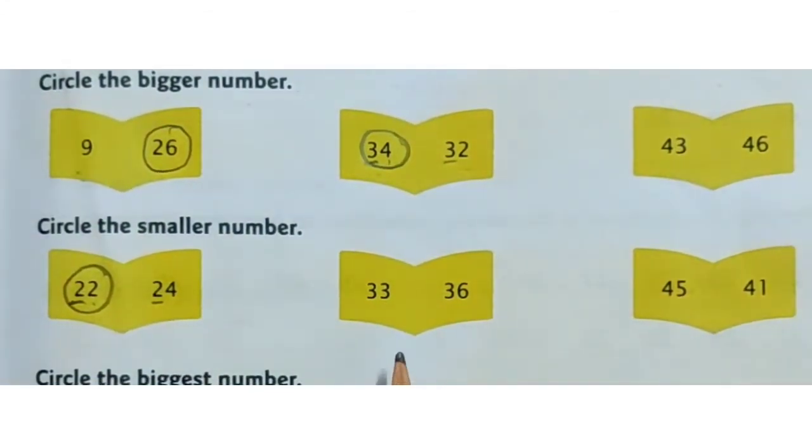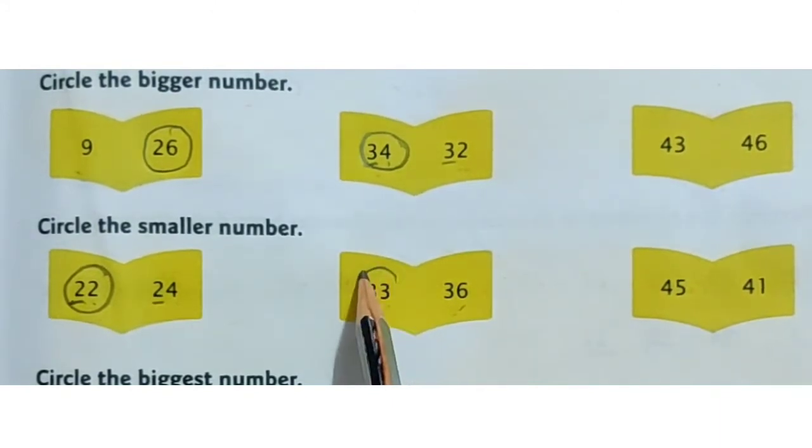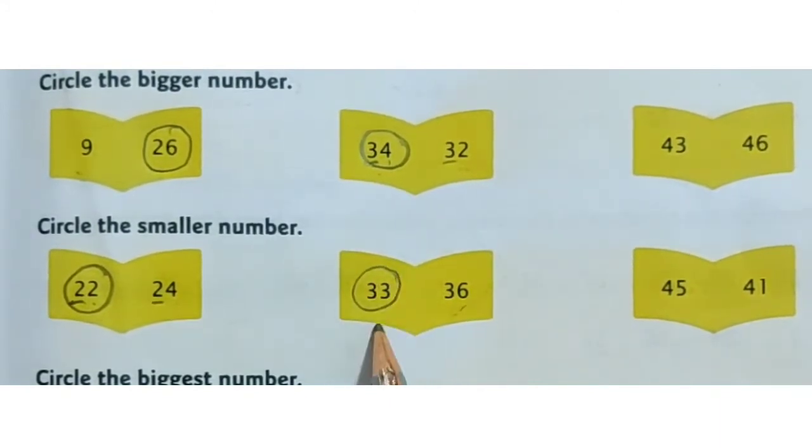Now let's compare the next, 33 and 36. Both are 3 in tens place. So compare the next ones place, 3 and 6. Which is small? Is it 3 or 6? It is 3. So circle 33. 33 is smaller than 36. Now next sum you try for yourself, children.